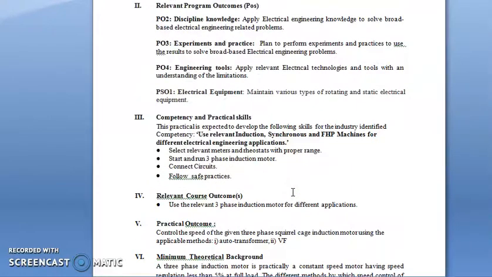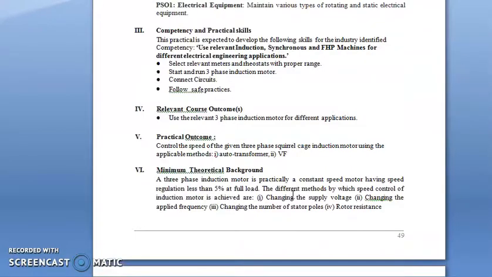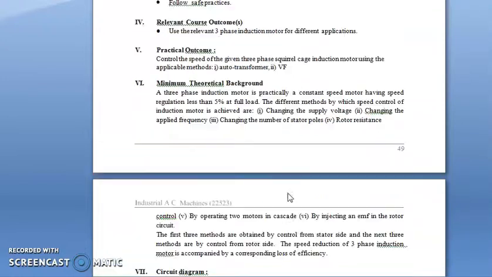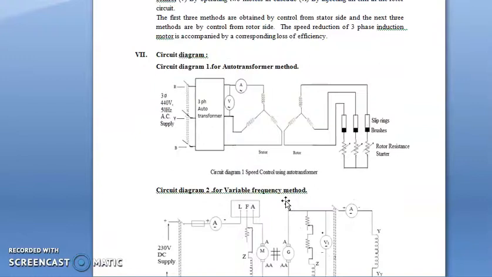So as we know that the speed of induction motor, we have the relation N is equals to Ns into bracket 1 minus s. That means, Ns equals to 120f upon P, by changing the voltage we can change the speed of the three-phase induction motor. So for that purpose, I have selected this.